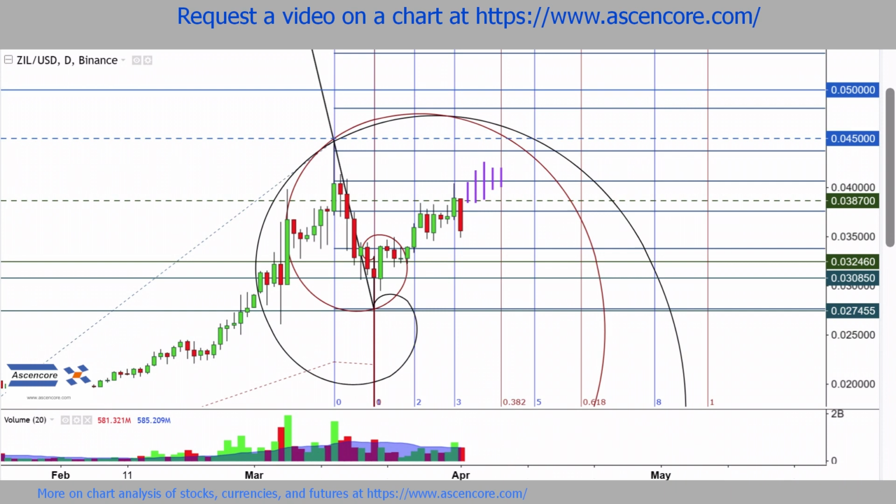resistance even if price continues to rise back to the previous high. Most notably around the area where the 0.045 level intersects with the spirals and converges with the 0.382 and number 5 Fibonacci time zone lines.